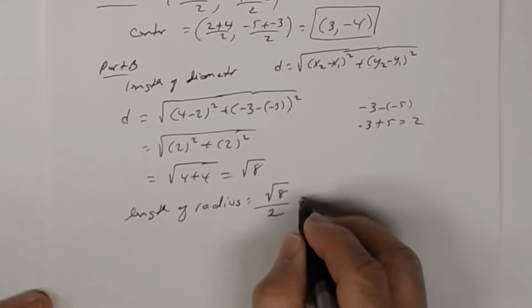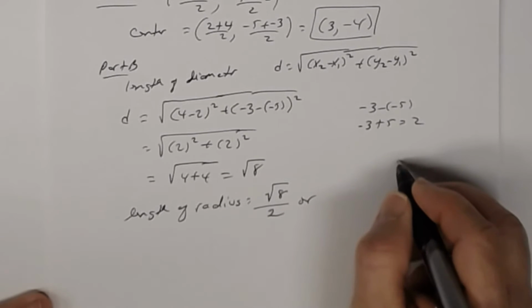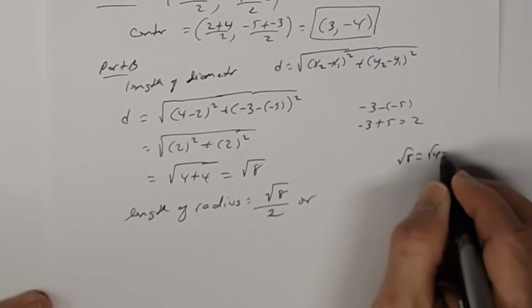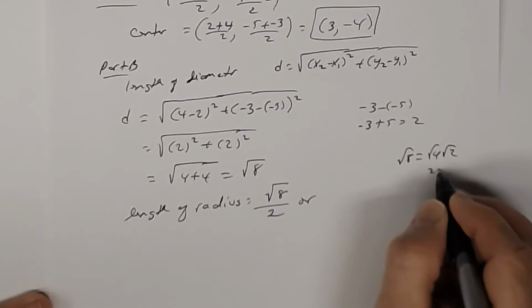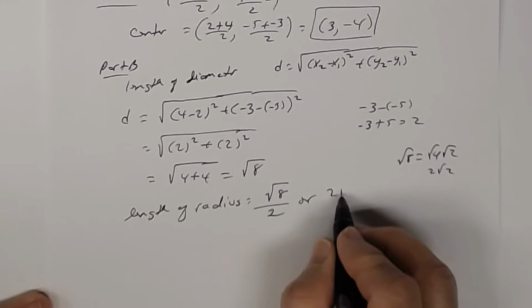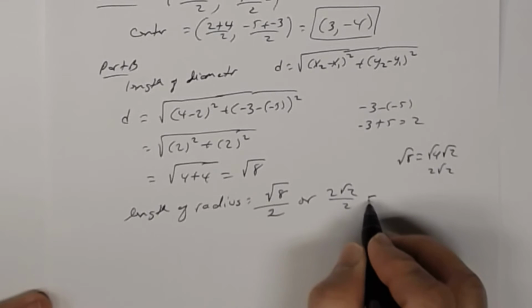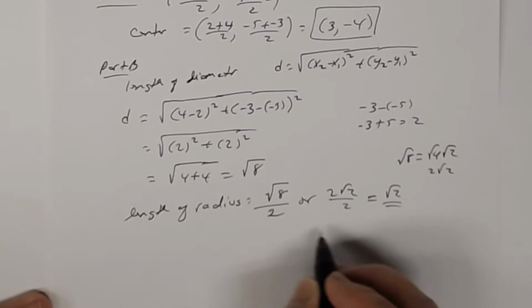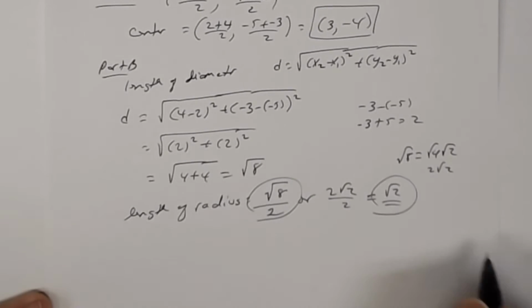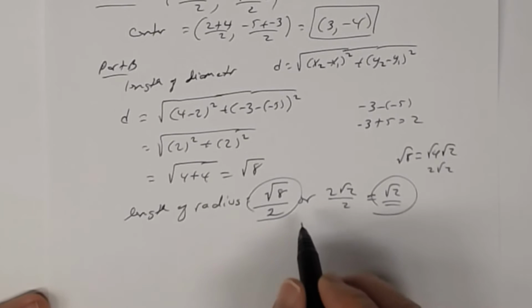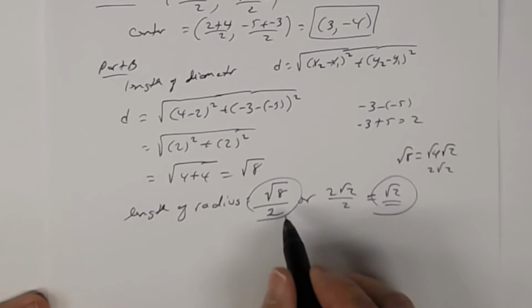All right, so you could say, remember, the square root of 8 is the square root of 4 times the square root of 2. So that's 2 square root of 2. So you get 2 square root of 2 divided by 2, which is equal to square root of 2. So you could write it like this, or you can write it like that. Remember that these two are the same.